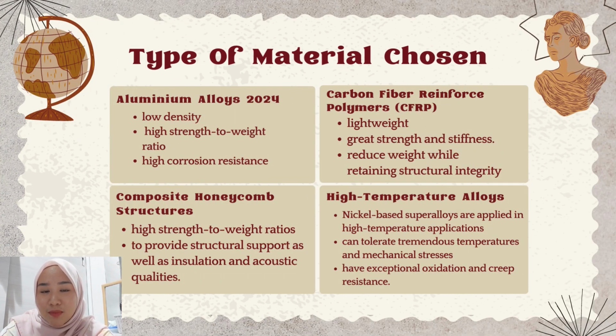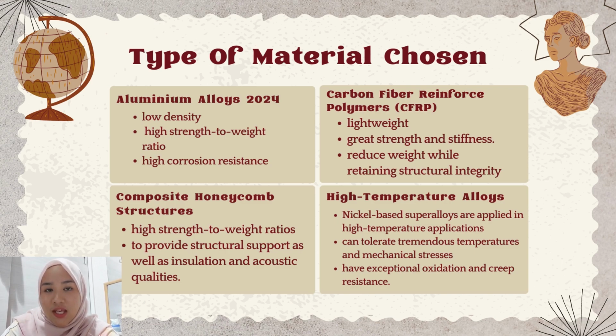My name is Aina Nadira binti Abdul Razak and I will explain to you the types of material that have been chosen. A variety of materials are used in aircraft applications based on their specific properties and compatibility with different components and structures. The materials that have been chosen for our assignment, the first one is aluminum alloy 2024. Due to its low density, high strength to weight ratio, and high corrosion resistance, aluminum alloys are commonly used in the aircraft industry. Second, carbon fiber reinforced polymers (CFRP).